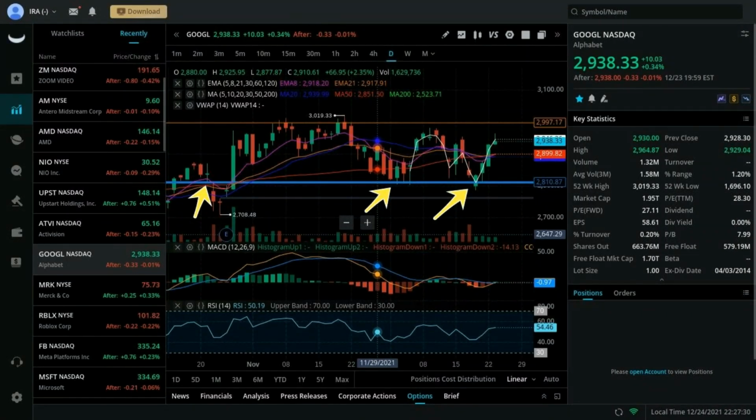Support occurs when a downtrend is expected to pause due to concentration of demand. As the price of the stock drops, demand for the shares increases, forming the support line. To find support levels, look for multiple reversal zones where the stock bounces back up. Also, moving averages can be used as support.